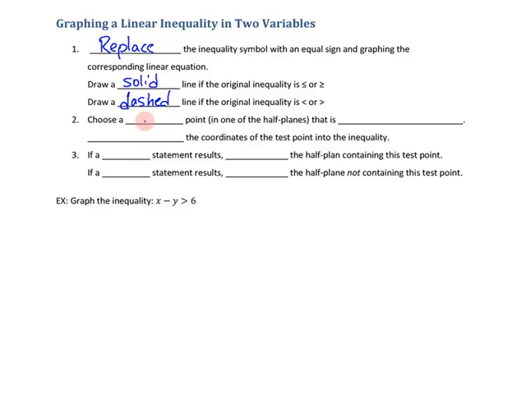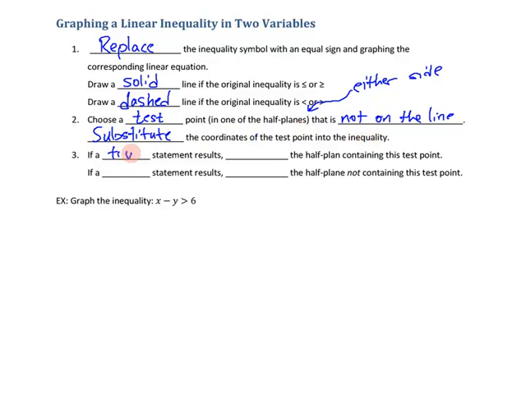The next thing that we do is we choose a test point. Pick a point in one of the half planes, that is, on either side of the line. Pick one. Make sure that it's not on the line, and you can pick just any point you want. You plug it in. So you substitute the coordinates of the test point into the inequality.